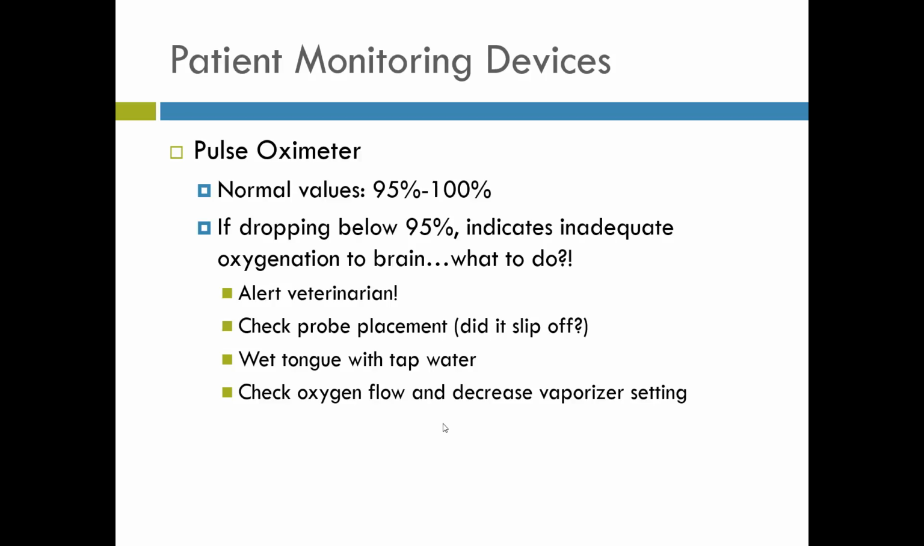95% to 100% is normal. If dropping below 95%, 5% indicates inadequate oxygen to the brain. What to do at that point? You are going to alert a veterinarian. You're going to check that probe placement.